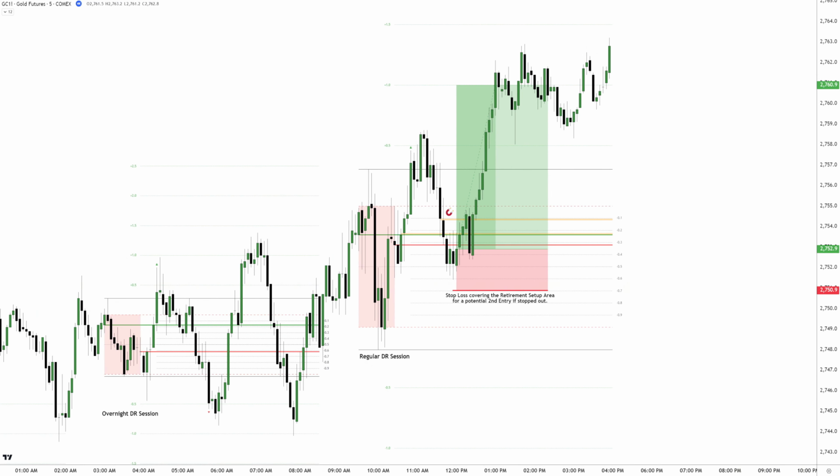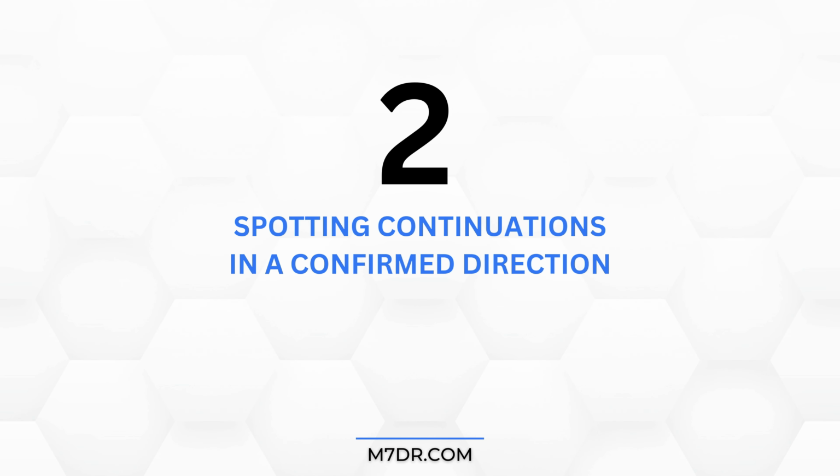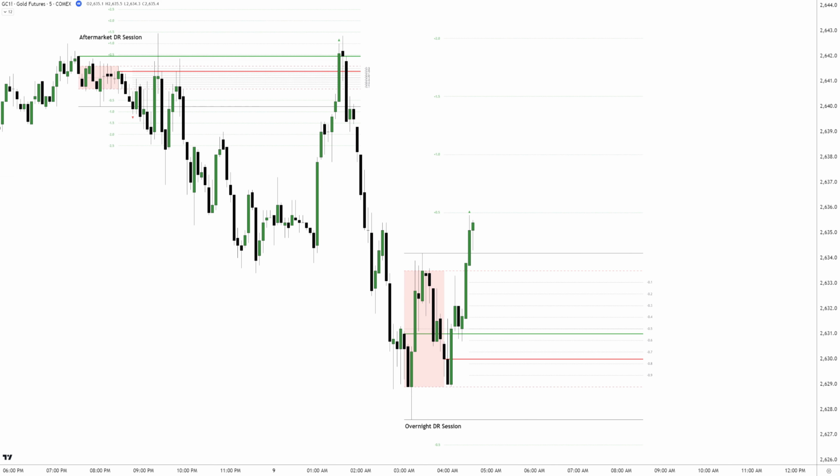But trust me, it gets even more interesting from here. Our second example is about anticipating continuation into a confirmed direction. We're looking at the gold futures market, specifically the Wednesday 9th October overnight DR session. First, you might recognize this aftermarket and overnight DR session setup. They both indicate a DR downside model intact, but with an early long confirmation in place, we have to be selective with targets since the ADR levels may act as barriers given the red DR box.